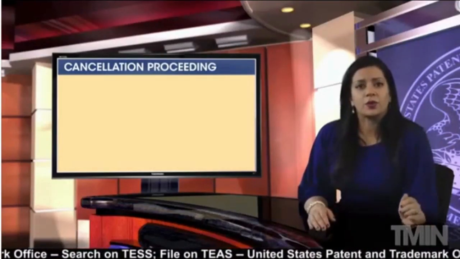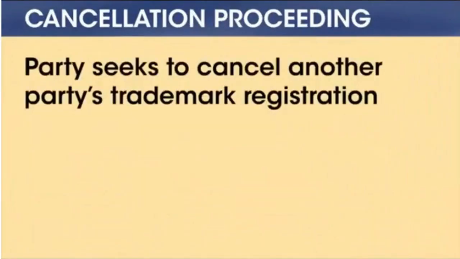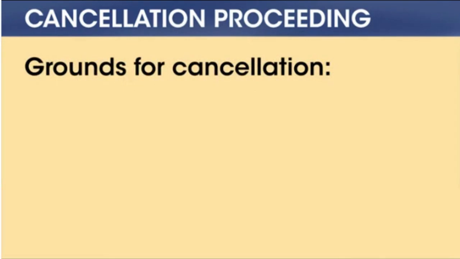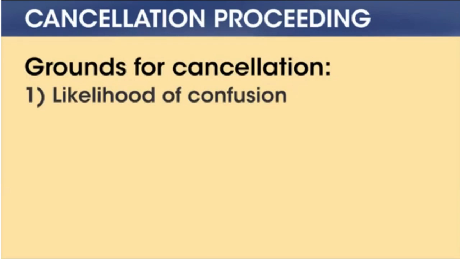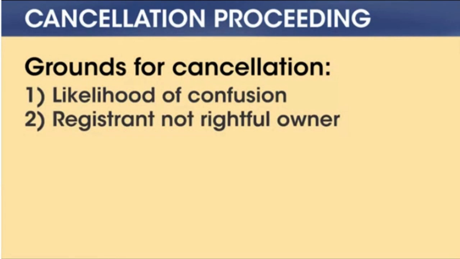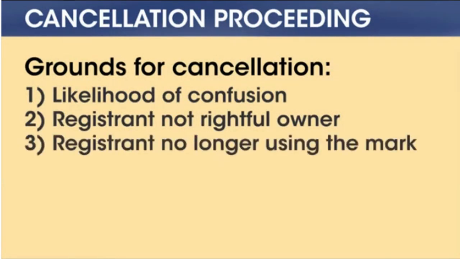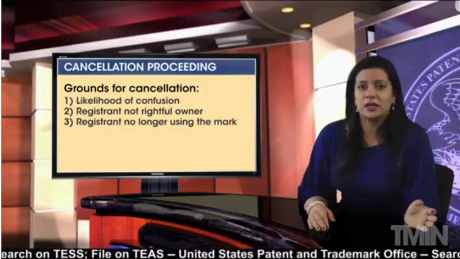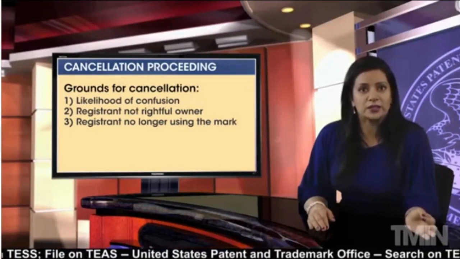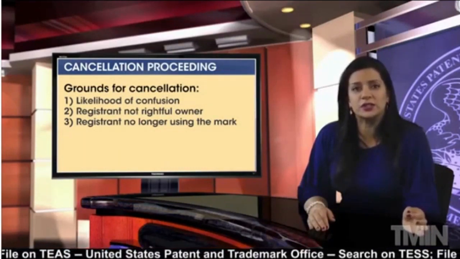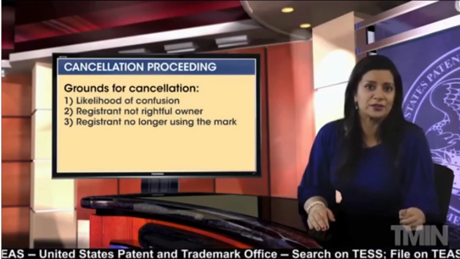The third type of common board proceeding is a cancellation. In a cancellation, one party seeks to cancel a trademark registration owned by another party. There are many possible grounds for attempting to cancel a registration. Some of the more common ones include claims that the registered mark is likely to be confused with another mark, that the registrant is not the rightful owner of the mark, and that the registrant is no longer using its mark. Like oppositions, cancellation proceedings are highly complex and involve time-consuming and detailed presentations of evidence and legal arguments.